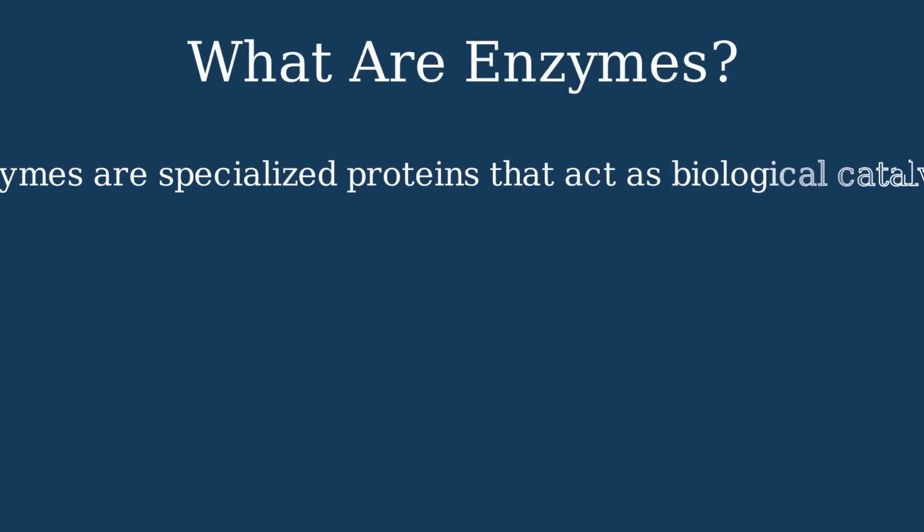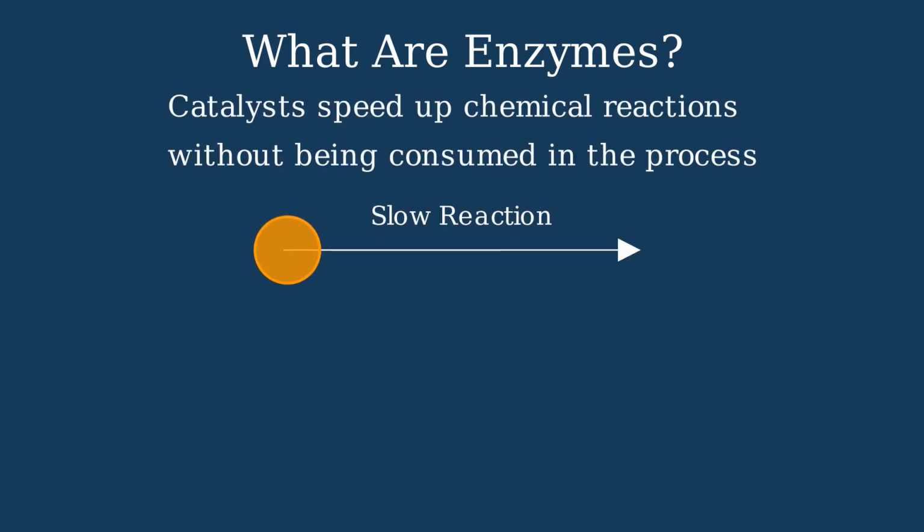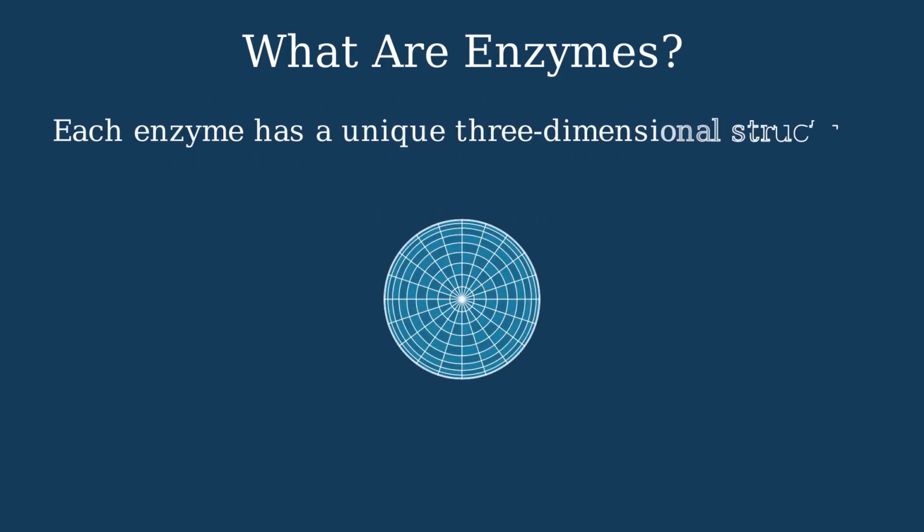What are enzymes? Enzymes are specialized proteins that act as biological catalysts in living organisms. They speed up chemical reactions without being consumed in the process. With an enzyme present, the same reaction can happen much faster, sometimes millions of times faster. Each enzyme has a unique three-dimensional structure with an active site.